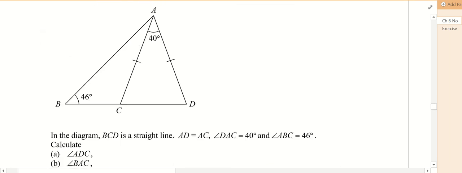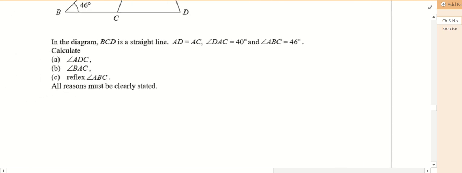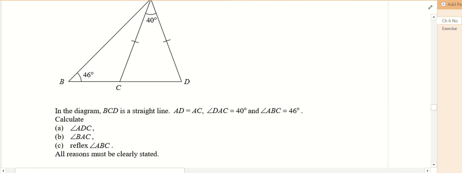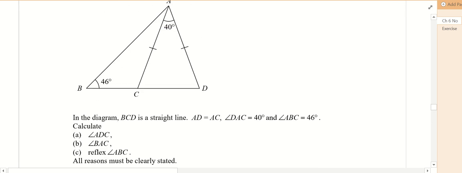For this last example, let's discuss in another video. But you can try yourself first, before attempting the homework question.